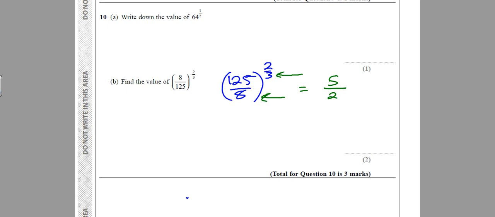And then once we've dealt with the 3 on the bottom of that fraction, we deal with the 2 on the top, which means that we've got to square it. So 5 squared is 25. 2 squared is 4.